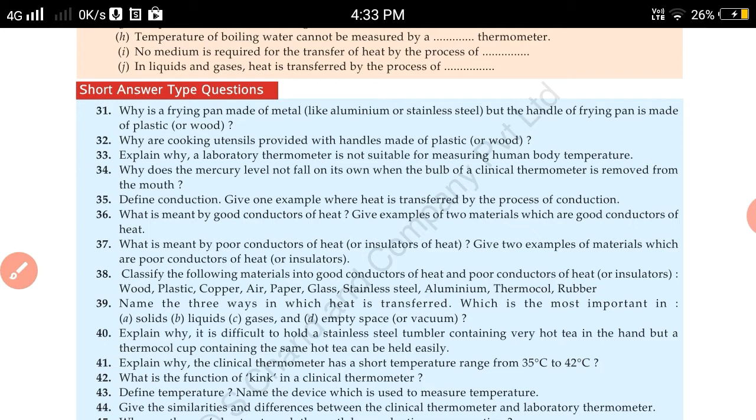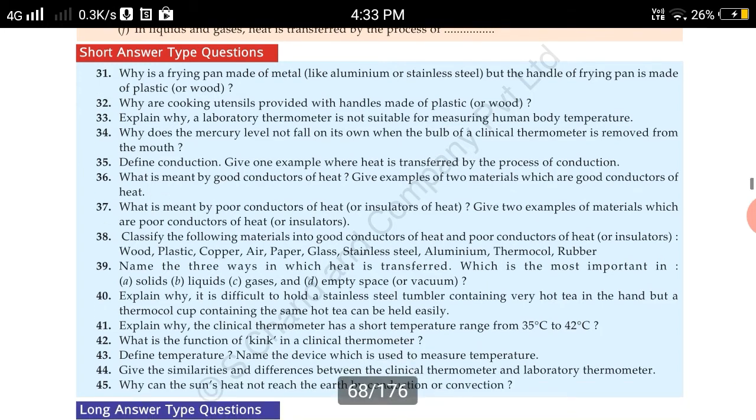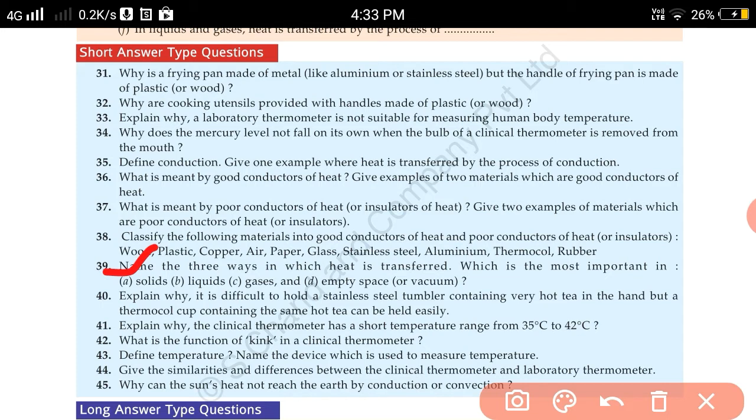And next is which is the most important in solids. In solids, always conduction takes place. In liquids, the convection process takes place. Gases and liquids are both fluids, and in both the convection process takes place. In empty space, in vacuum, yes, radiation will take place.